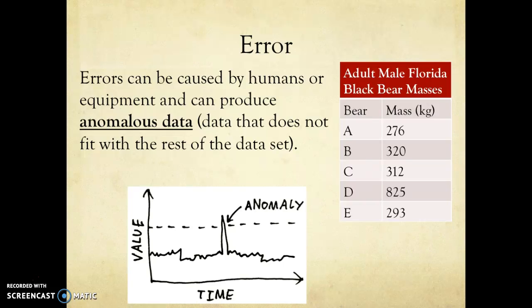Now, sometimes the anomalous data isn't caused by an error. Sometimes it could be caused by some other variable that we didn't know about. So looking into the cause behind that could possibly lead a scientist to making a new discovery. So anomalous data isn't always a bad thing. It just happens.